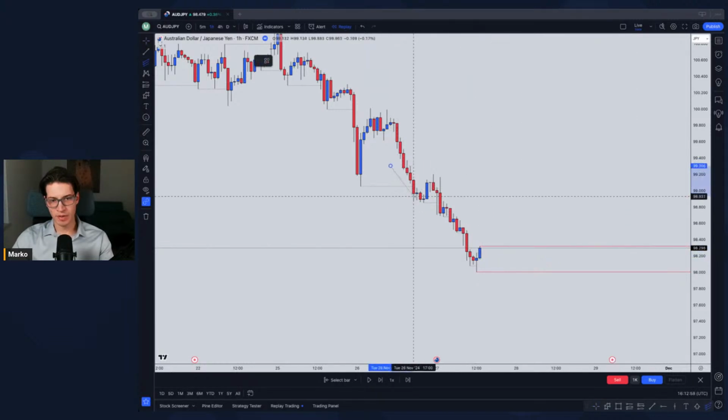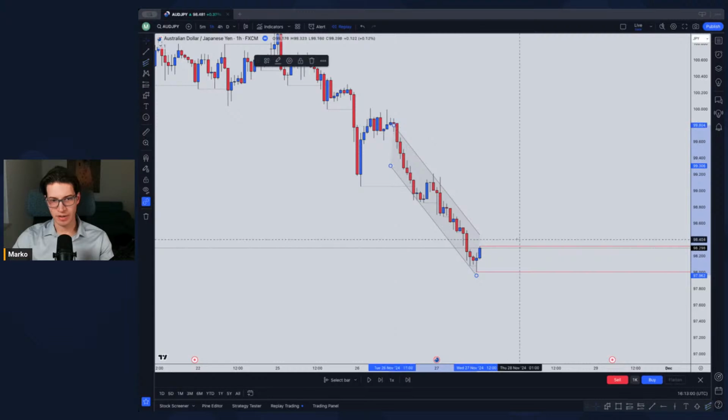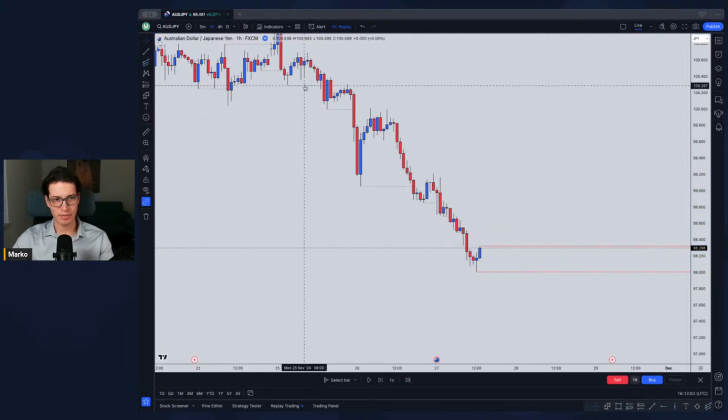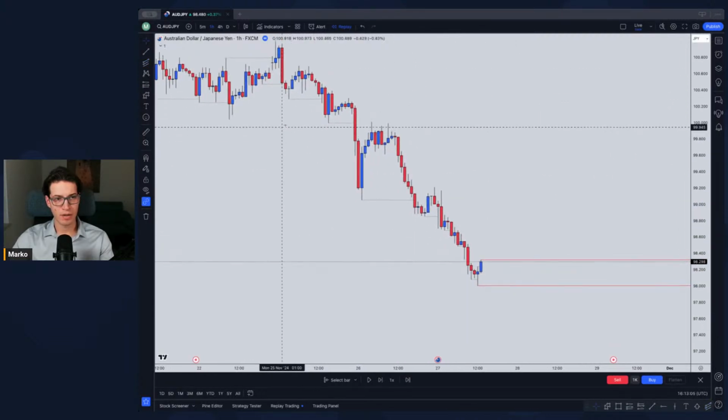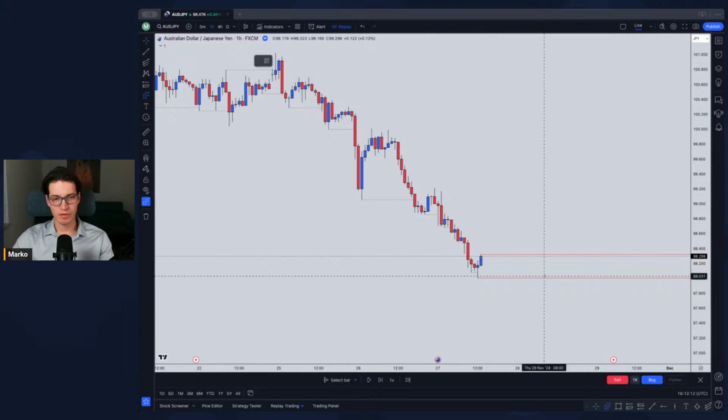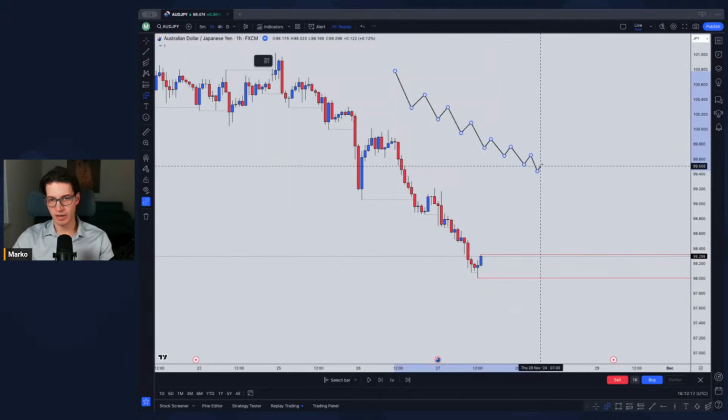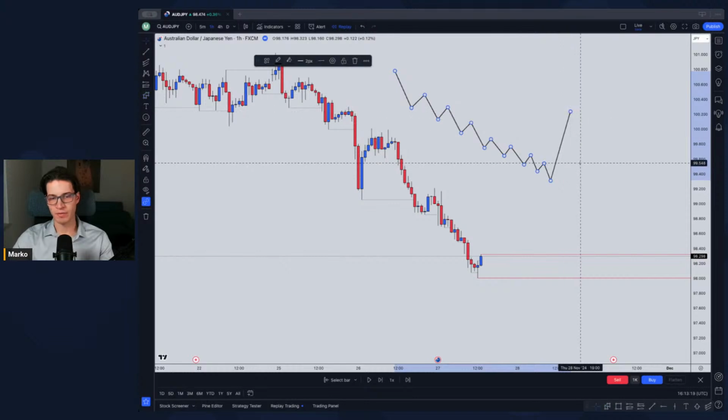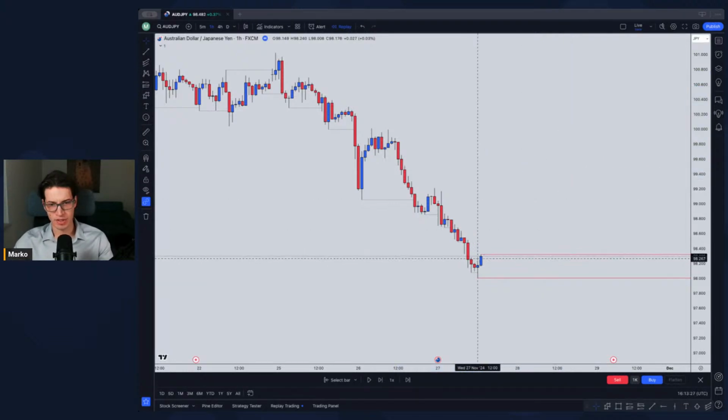You could have spotted possibly a descending channel right here. We had 1, 2, 3, 4, 5, 6, 7 consecutive breaks of the low. That is good. That is a descending channel. But again, I want a big breakout for taking a reversal setup. I want to see a big breakout to the upside, and this is just far too small. So I need a much bigger one like this.